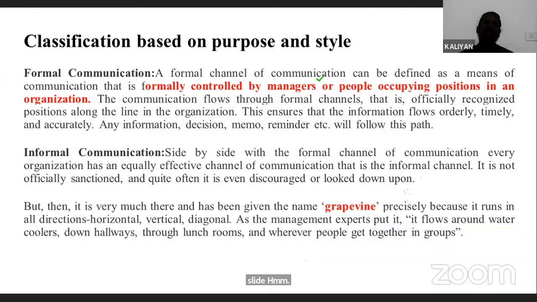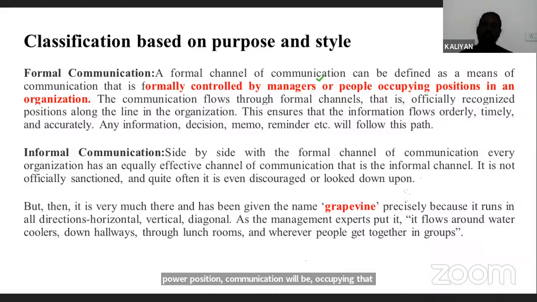Next is the classification based on the purpose and style. There are two: we classify communication as formal communication and informal communication. Formal communication is formally controlled by a manager or people occupying a position in the organization. Basically, it's a set of the organization, like a manager, subordinate, or worker. Communication within these power positions is formal communication.